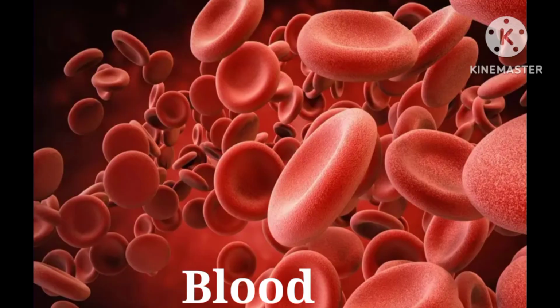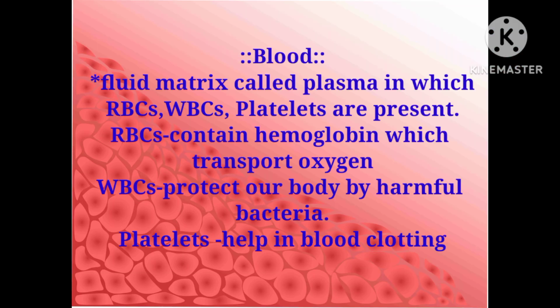Then our other type of connective tissue is blood. Blood is a very important connective tissue and it has a fluid matrix called plasma. In the blood, RBC, WBC and platelets are present. RBC contain hemoglobin which transports oxygen, WBC protect our body from harmful bacteria, and platelets help in blood clotting.